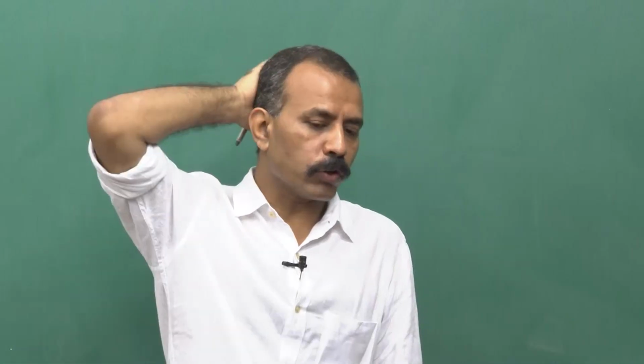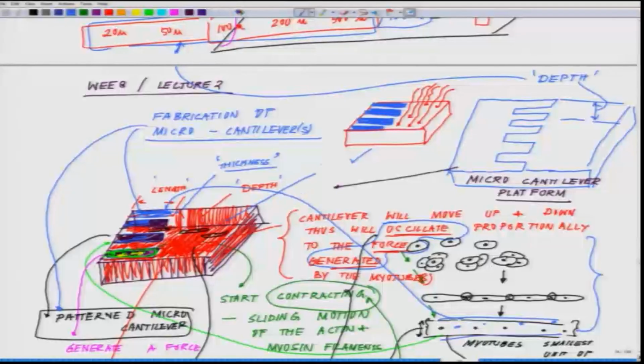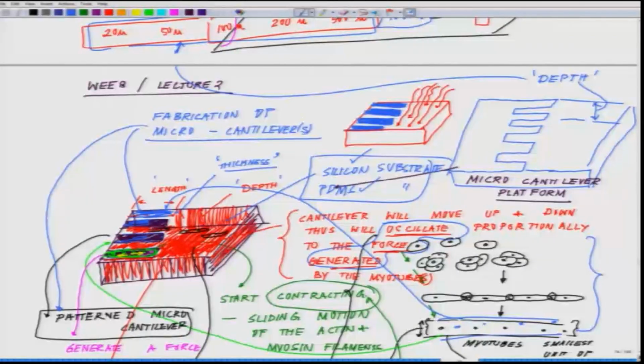You remember I told you very early what all things you have to use, and most of these cantilevers are made on silicon substrate or on PDMS substrate. So, there are several ways. There are other polymers which could be used. PDMS, polydimethylsiloxane, is one such member which could be used for making this cantilever. You can make them on pure silicon substrates. I personally have done it on pure silicon substrates.